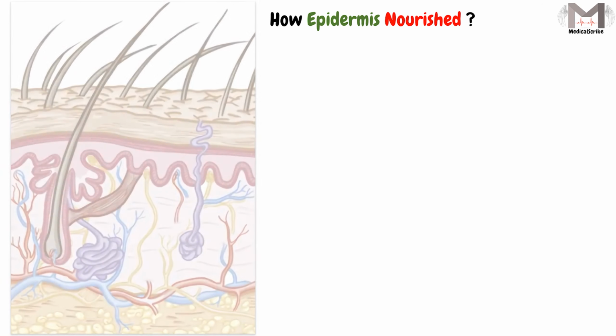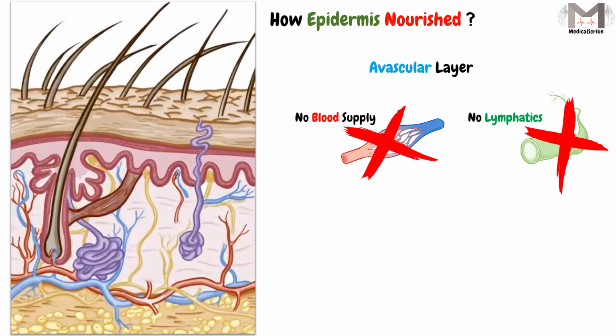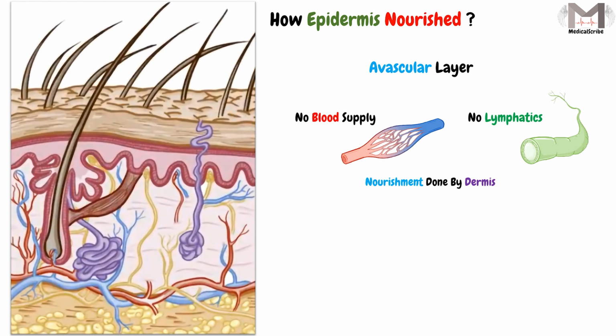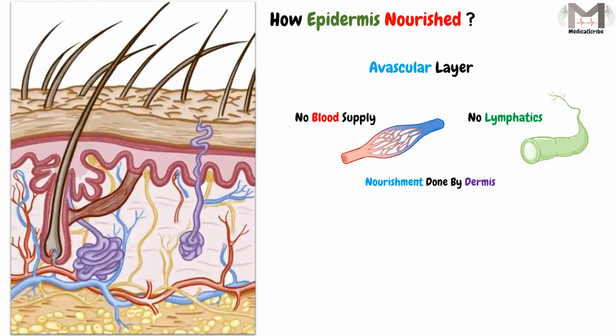Alright, now we will talk about how the epidermis is nourished. The epidermis is an avascular layer, devoid of blood supply and lymphatics. So in this case, the nourishment of the epidermis will be done by the dermis. That means the epidermis will receive the nutrients and excrete wastes and secretions from and to the dermis layer. And this process occurs by diffusion.